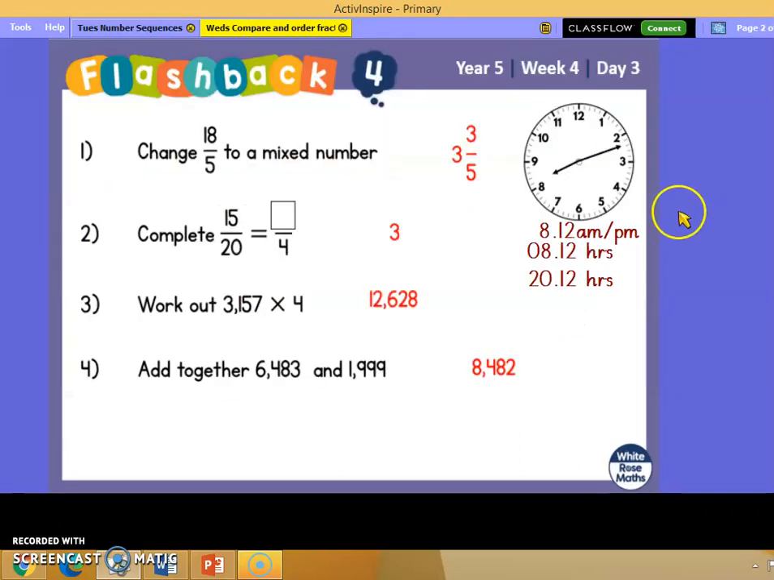Let's have a look at the answers. First, how many 5s are in 18? 5, 10, 15. It's in 3 times, to get from 15 to 18 is 3 more, 3 3/5. From here, to get from 20 to 4, I would divide by 5. So I'd do the same to the top, divide by 5 is 3. Number 3 is your answer. Number 4, adding together, there's your answer. And the time on the clock, it is 8 and 12 minutes past. So it's 8:12. On to our learning for today then.